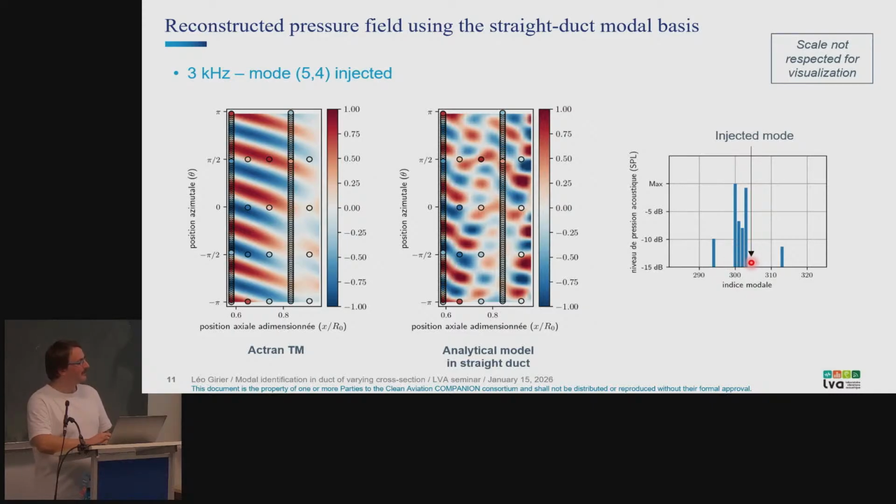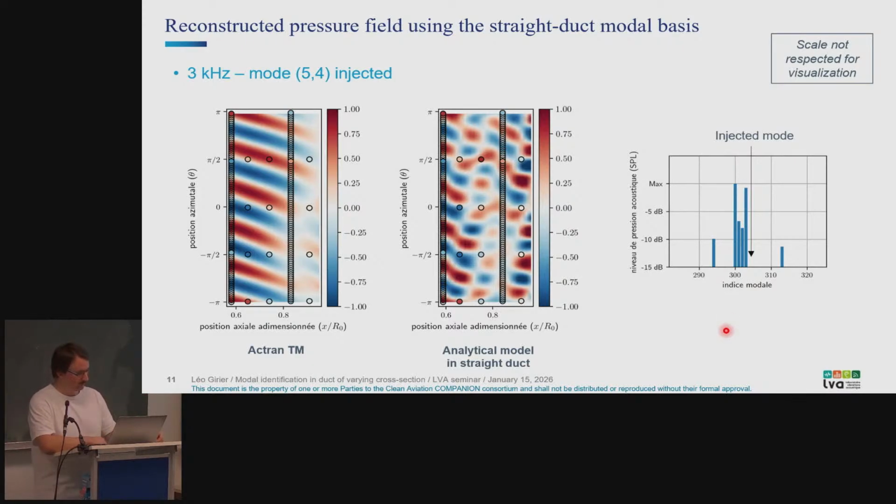We don't retrieve the correct mode mostly because the modal basis is not able to retrieve this mode, because it does not correspond. Since we do not model the same mode, it tries to reconstruct the pressure field with a composition of different modes, and the composition that is found to be the best is this one, which does not correspond to the one we are looking for. Tikhonov regularization.